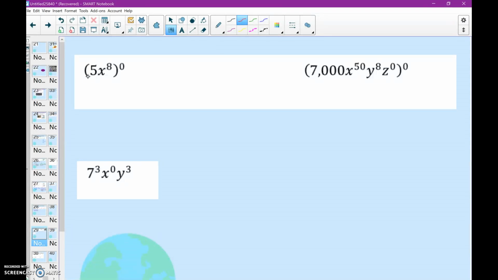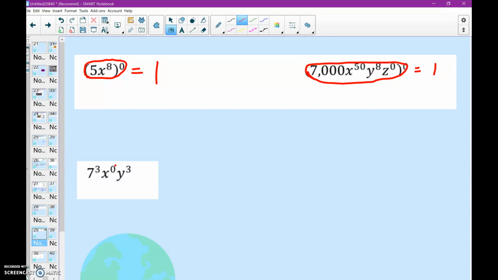Okay, now a little different here. You've got some parentheses, and you notice the 0 is on the outside. That means this entire group in parentheses is affected by the 0 power. What do we just say anything to the 0 power is? 1, just the number 1. If that whole group is to the 0 power, it all just becomes the number 1. Same thing here. It doesn't matter if there's a 7,000, x to the 50th, whatever. It's all to the 0, so it's just 1. Everything goes away, just the number 1.